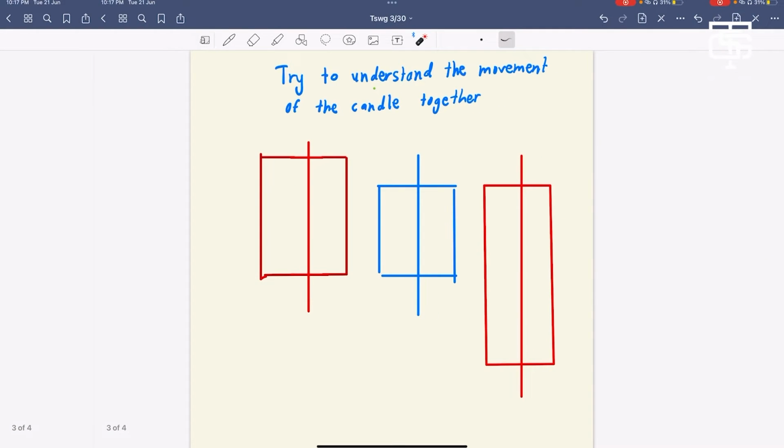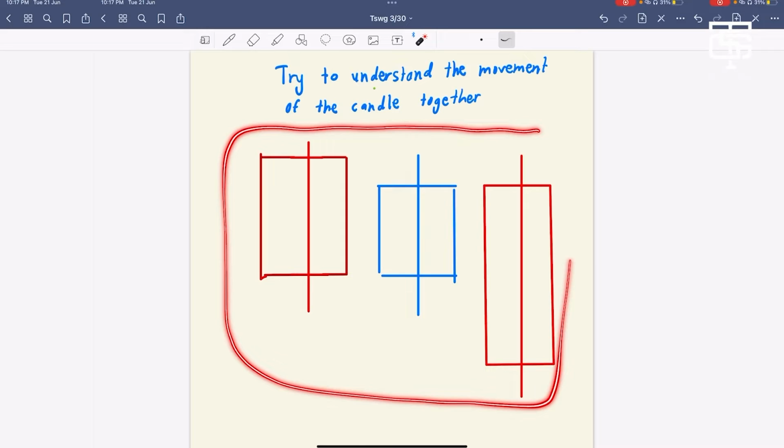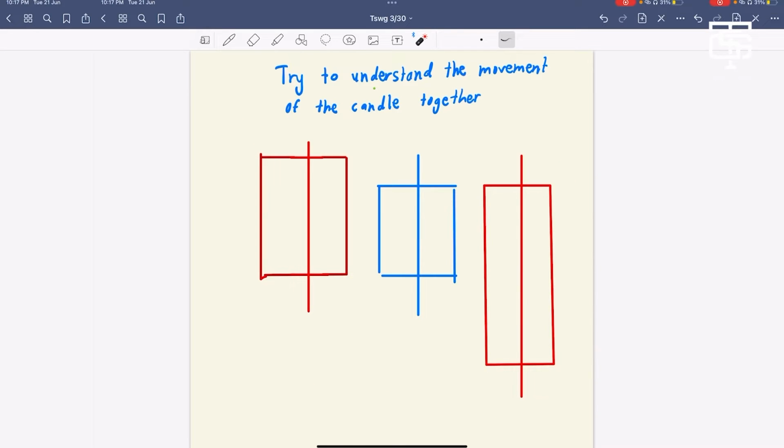Let's get into it. Try to understand the movement of the candle together. So what do I mean by this? I know many of you guys are still quite new into forex trading, but let's take a look at these three particular candlesticks. What does it actually represent? So what is it actually? If you have a line chart, this is how it would look like. So let's just say that the price is from this moment.